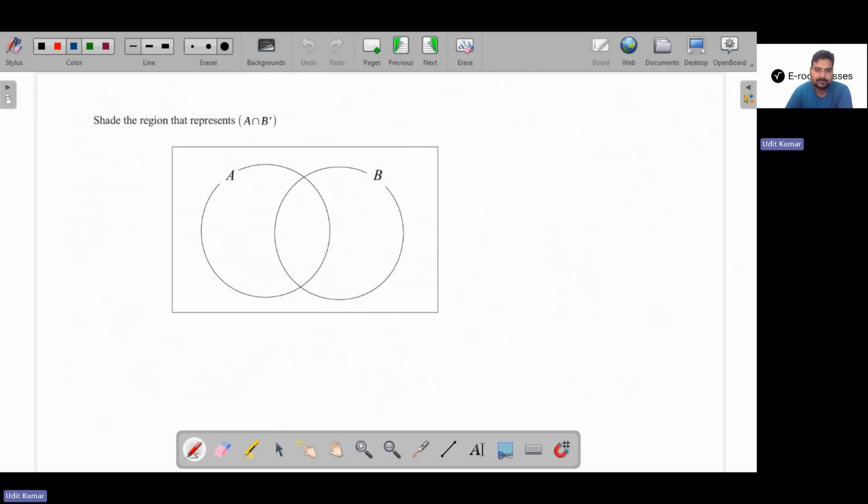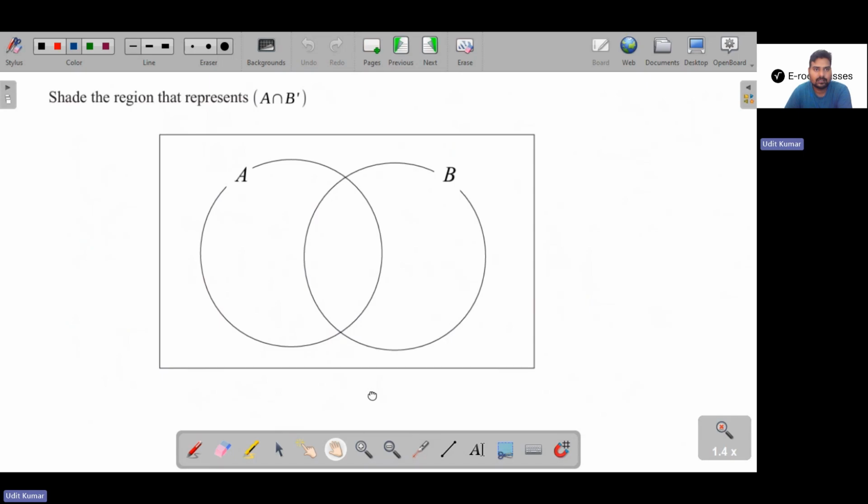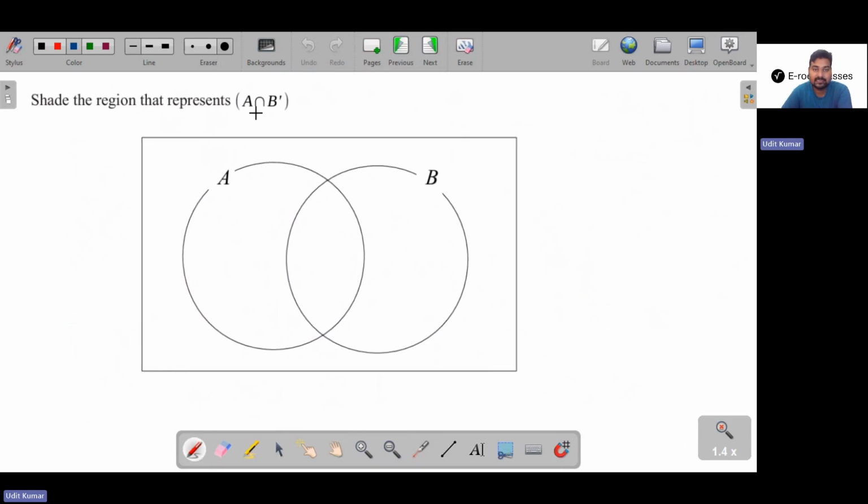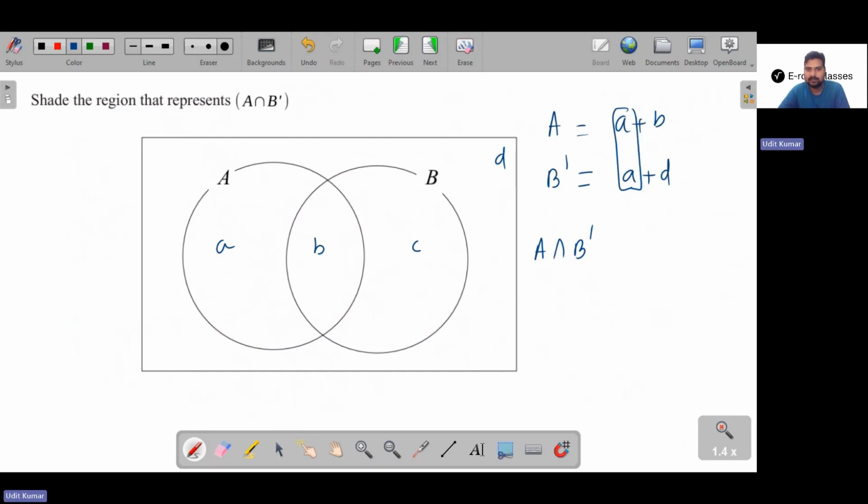Now in this question, we have to shade the region that represents A intersection B complement. So what is A? Again, A, B, C, and this is D. So what you will do? A is A plus B, and not B means A plus D. So A intersection not B means what is common between these two? We can clearly see that A is common between these two.